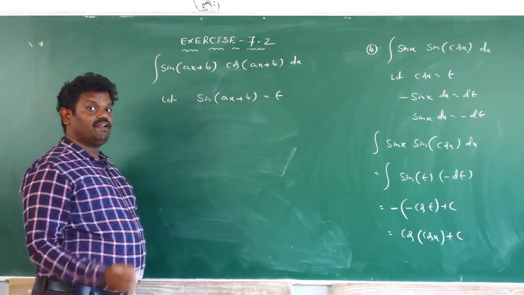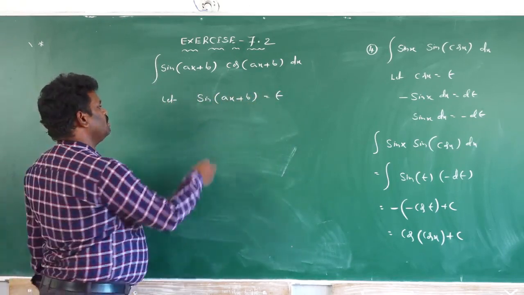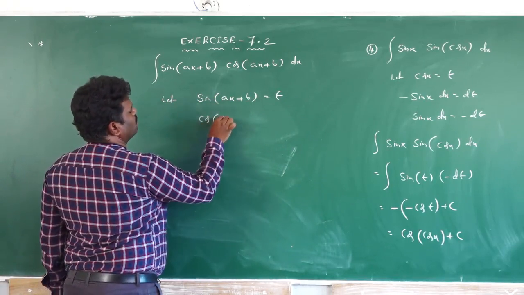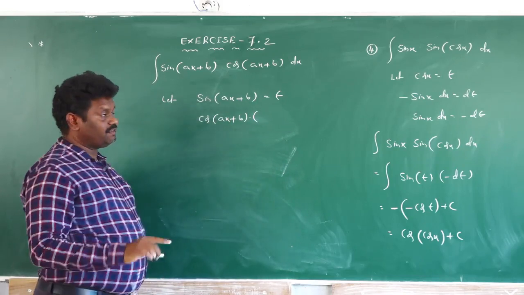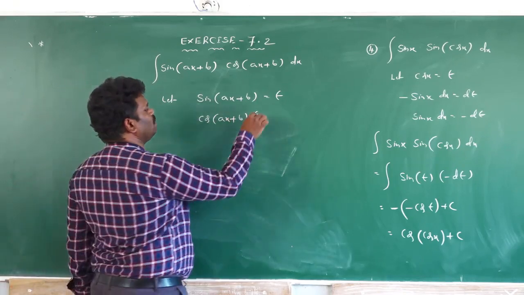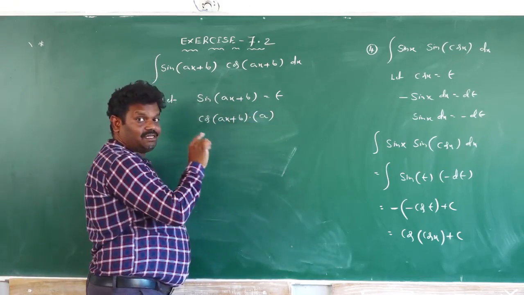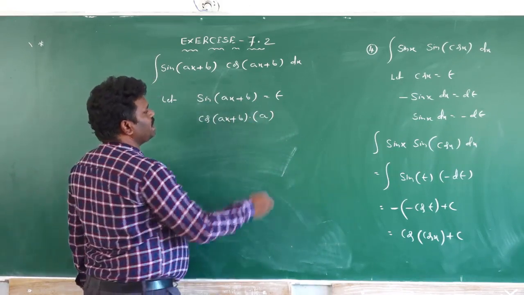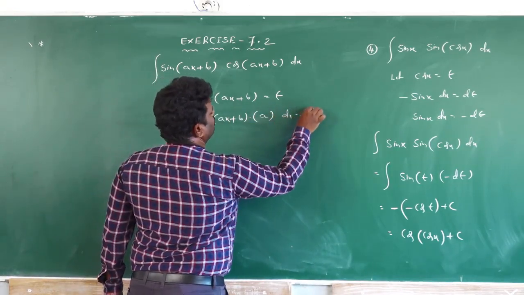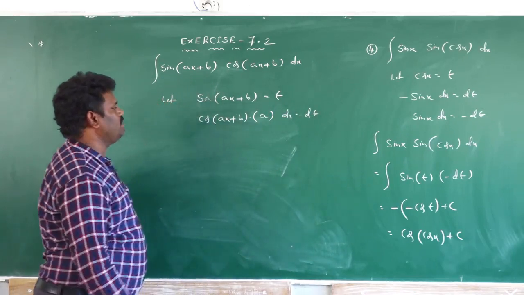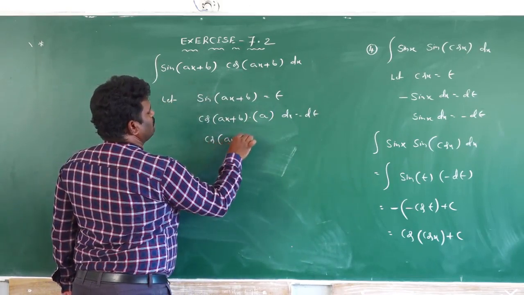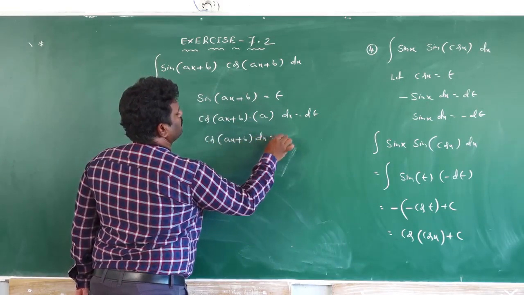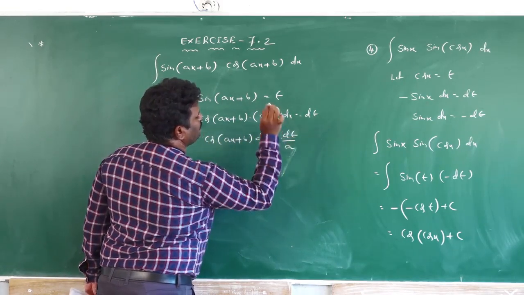Now what is the derivative of sin x? Cos x. So the derivative is cos of ax plus b times the derivative of ax plus b, which is a. Here it is the derivative, not integration. So a cos of ax plus b dx equals dt, and cos of ax plus b dx equals dt by a.